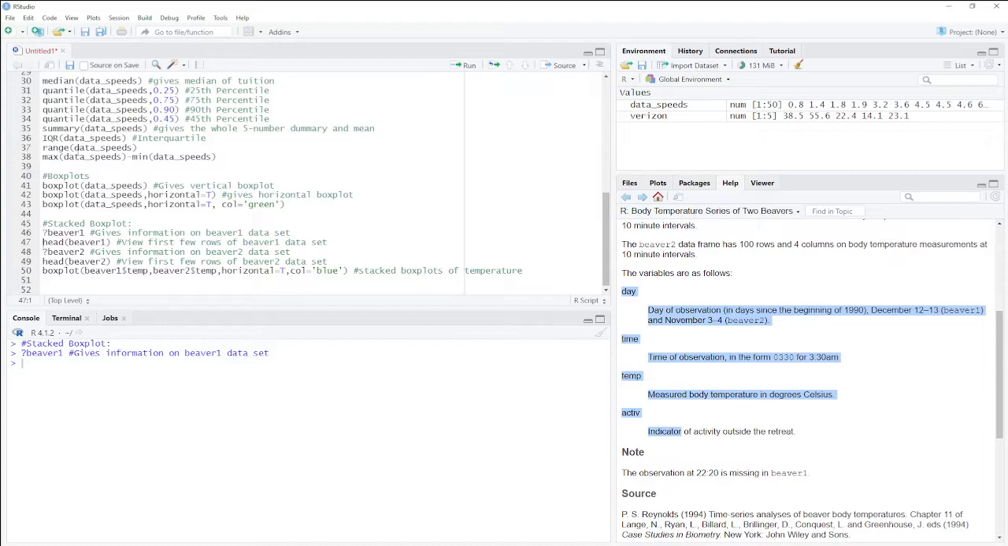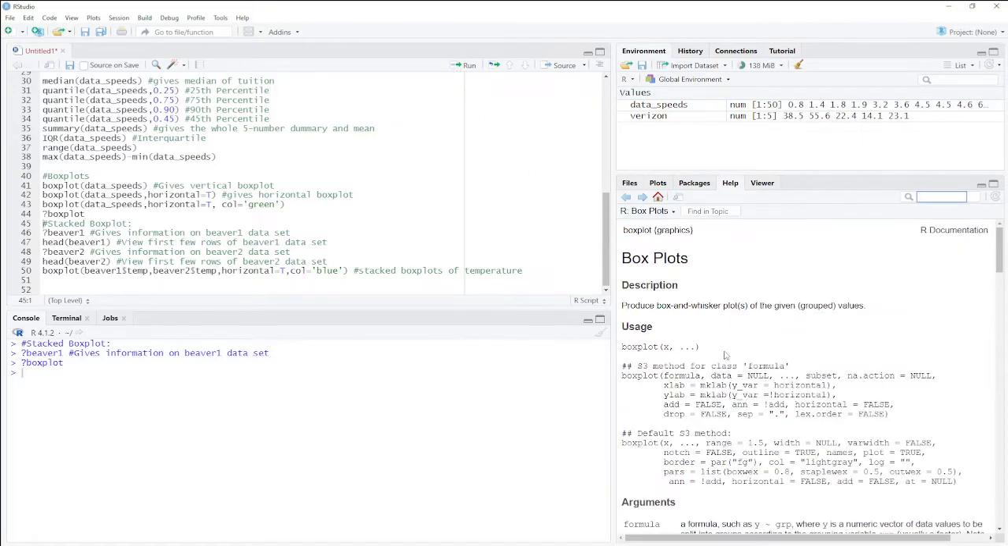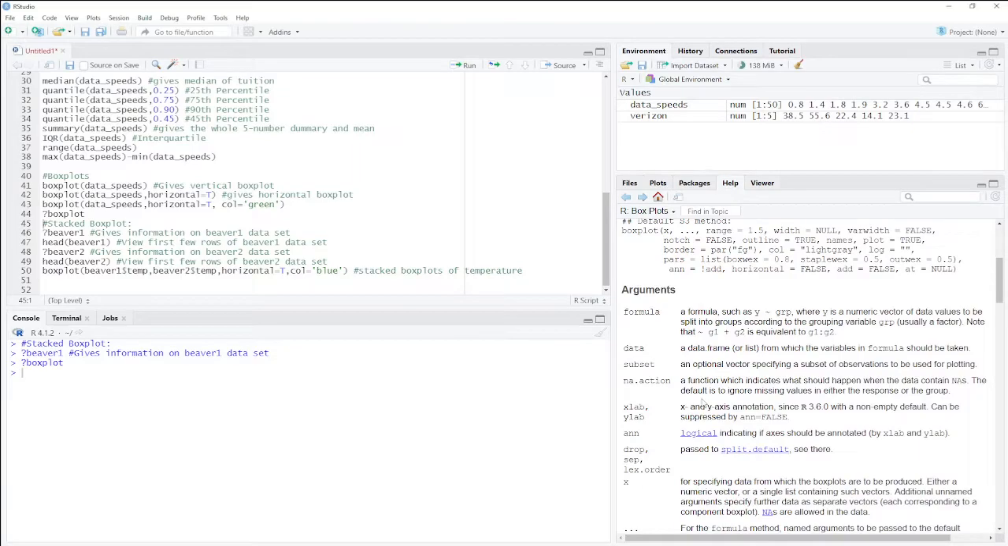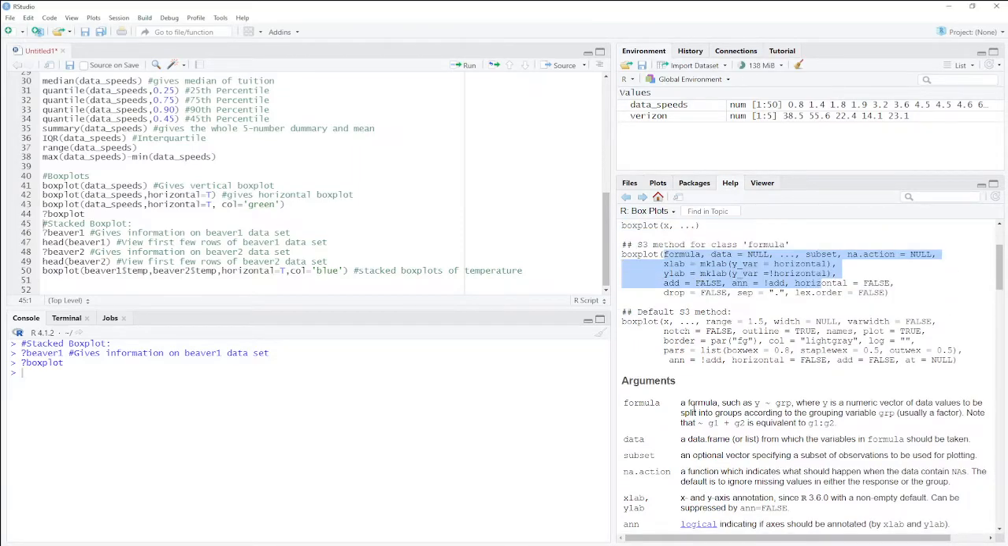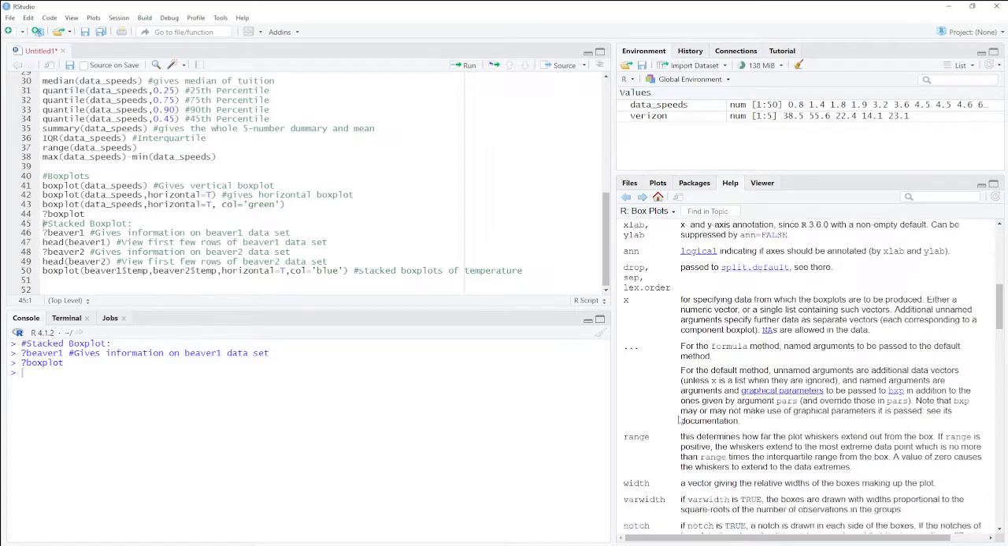Say you wanted to know more about how the command boxplot works. You could type question mark boxplot, and R will give you all of the documentation it has on it, and it tells you everything you could put in here. It describes what all of these different things you can plug in are.